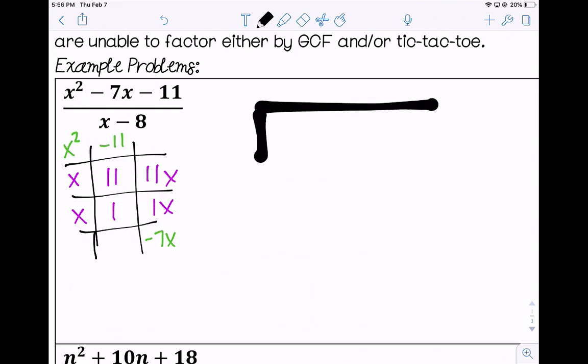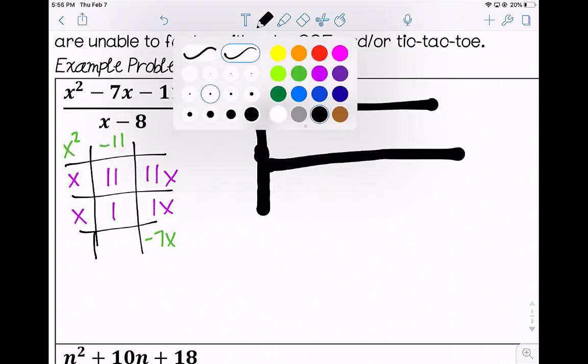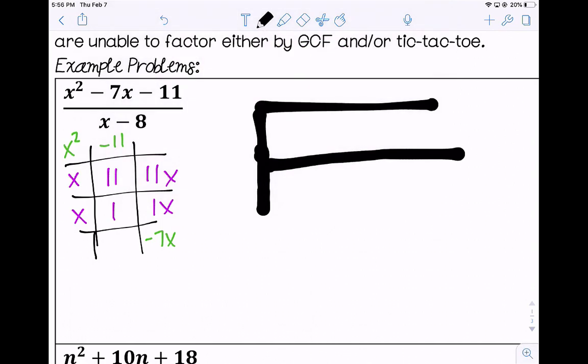So we're going to draw a division bar exactly like you would have done in elementary school. I'm going to make this actually a little bit longer. I'm going to cut it in half this way. On the outside, I'm going to put what I'm dividing by. Exactly like in elementary school, you put what you're dividing by out here. So we are dividing by x minus 8. So I'm going to put that out here: x minus 8.